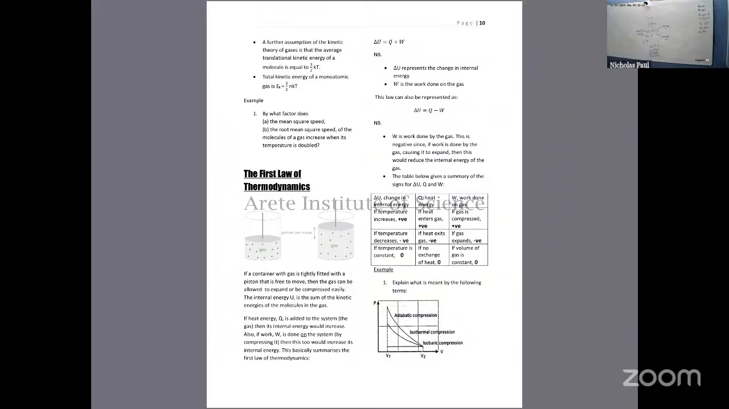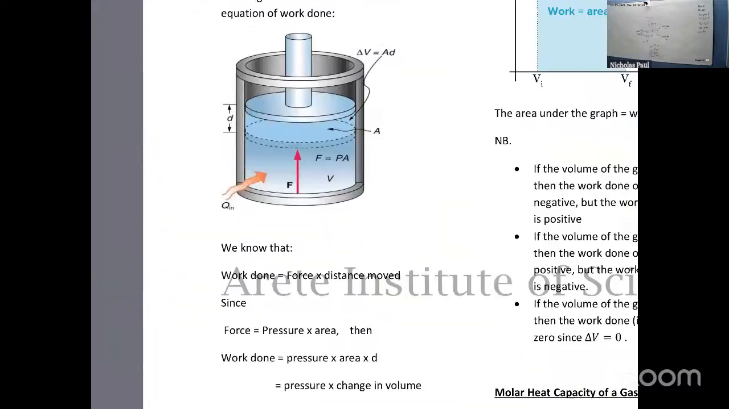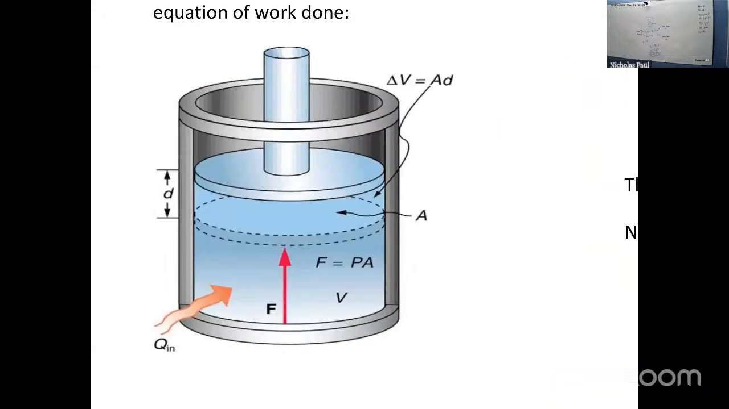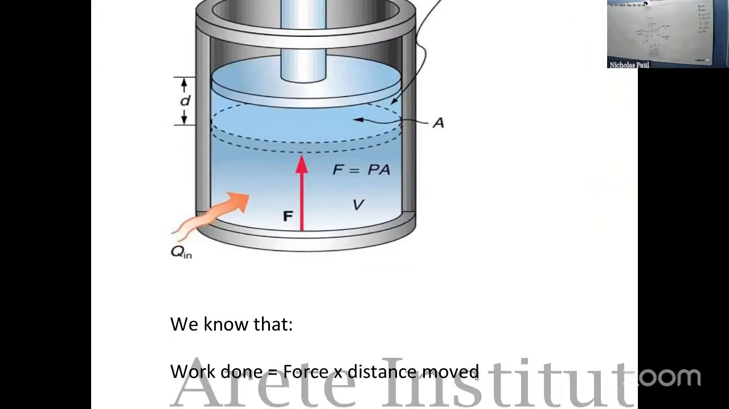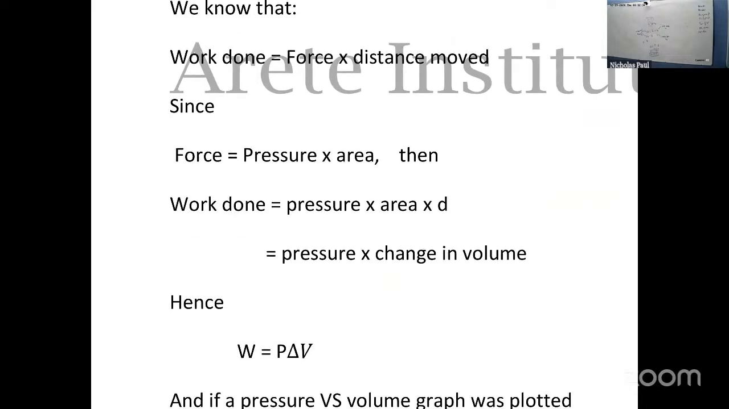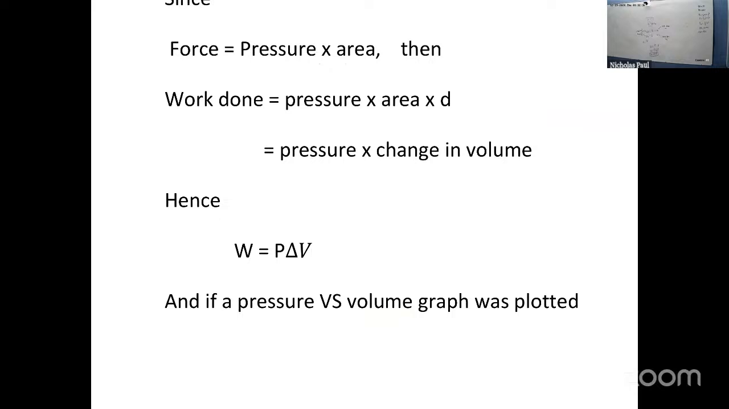Before we start doing questions, remember work done, as I showed you a little while ago. If you do the little proof I showed you, work done is force by distance, and force is pressure by area. So work done is this nice little formula here: pressure by change in volume.